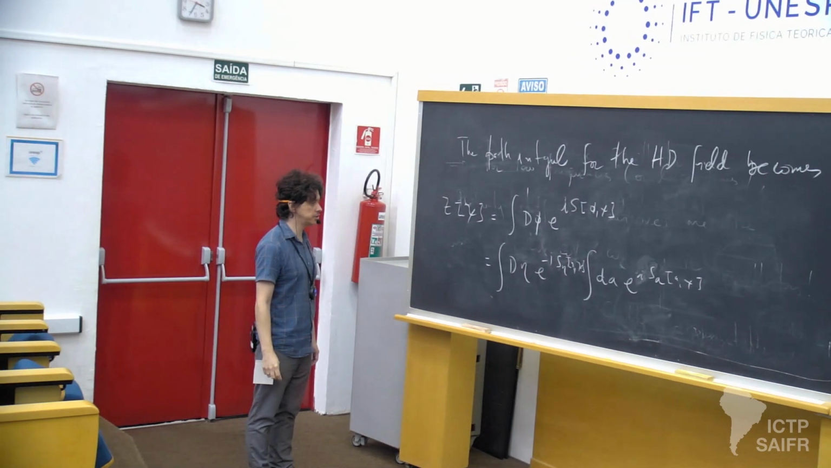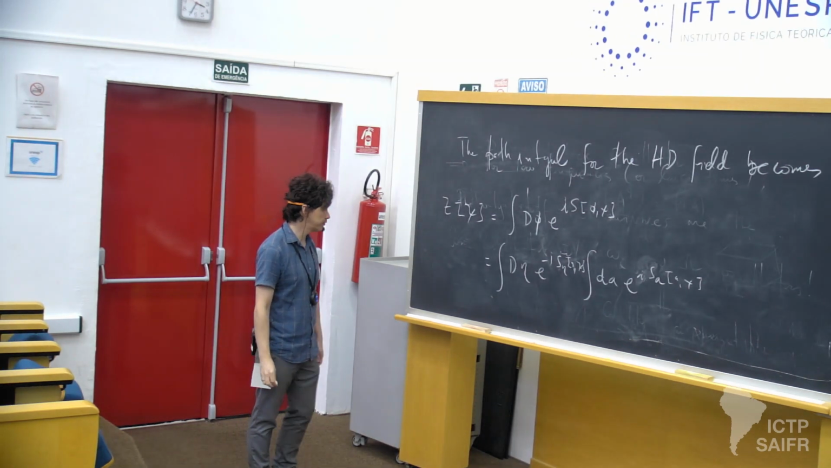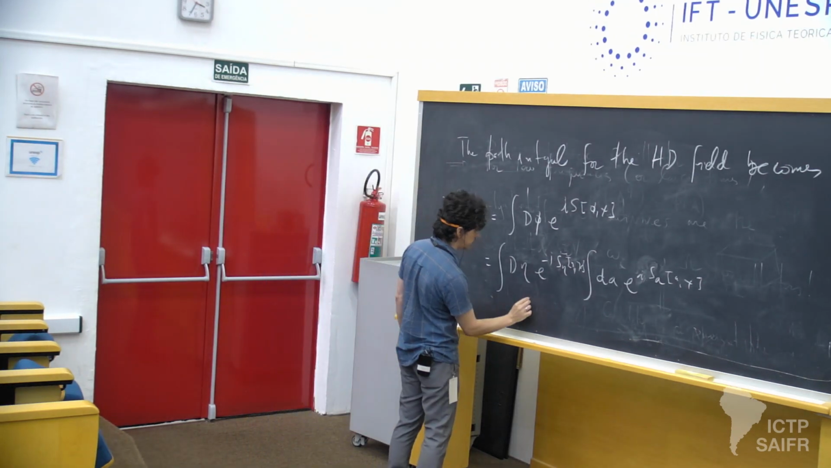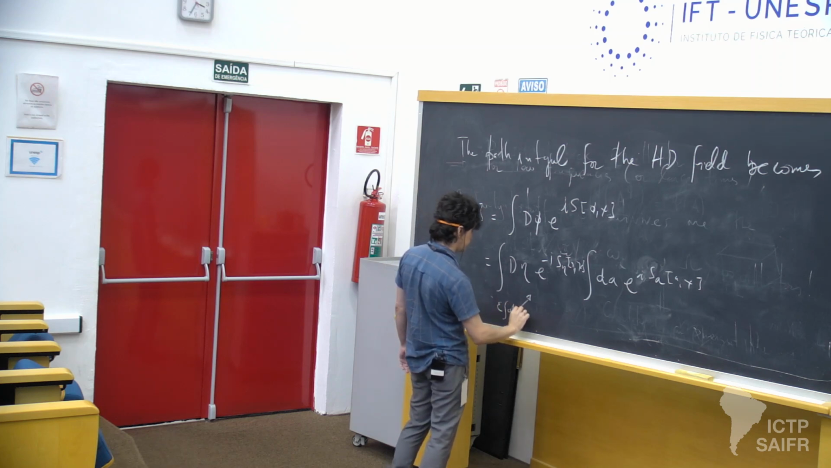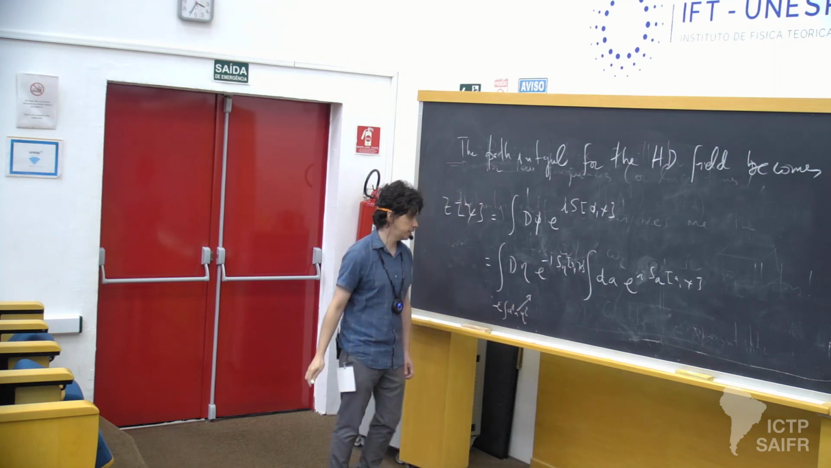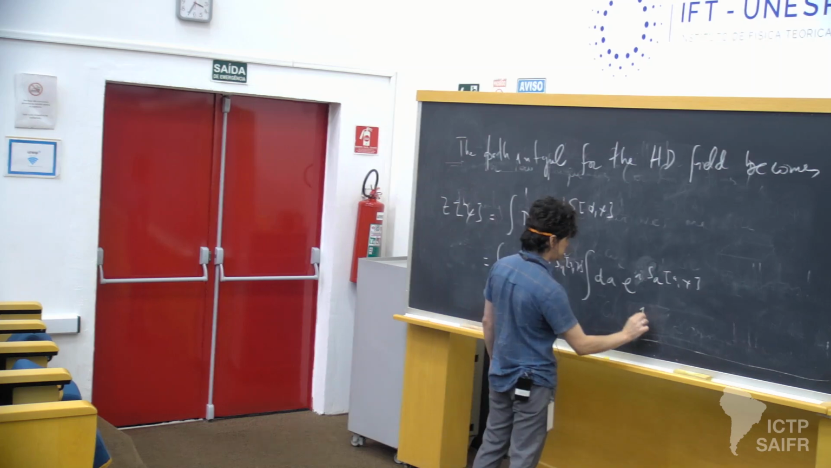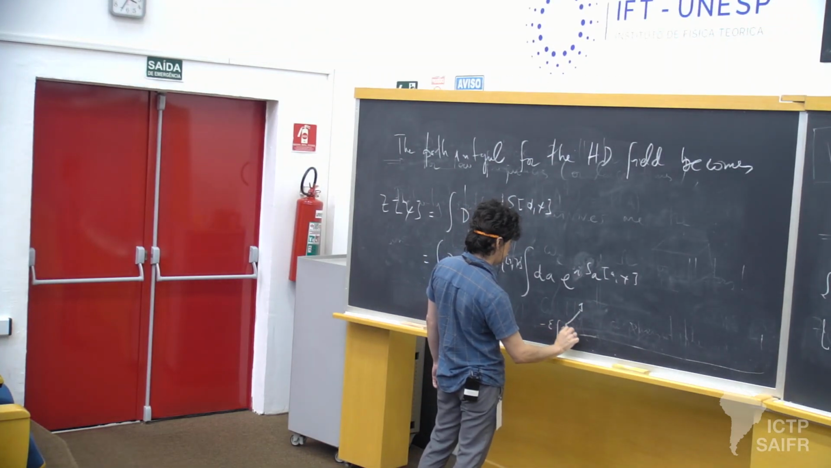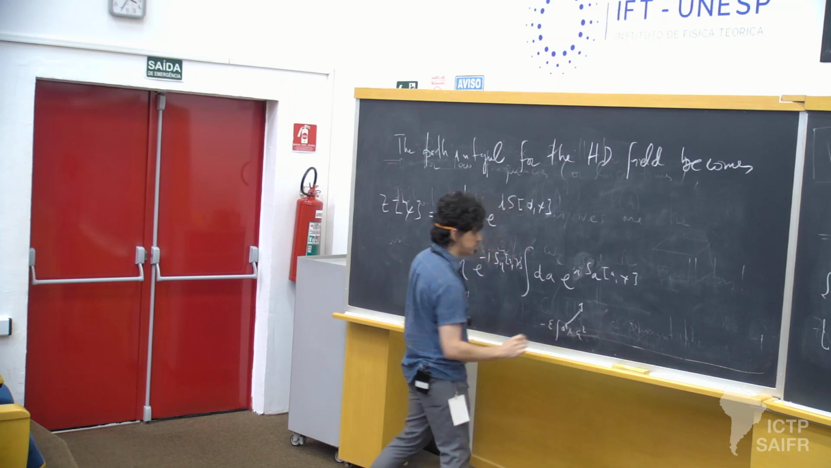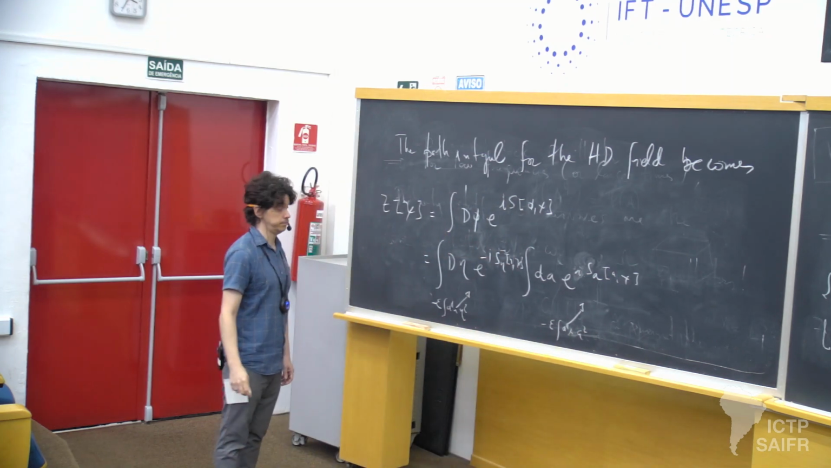So you can proceed in the same way that we did before. In here, you add a term such as this, eta square minus. And here you add a term such as this, minus eta d4x A square, to make both path integrals convergent.